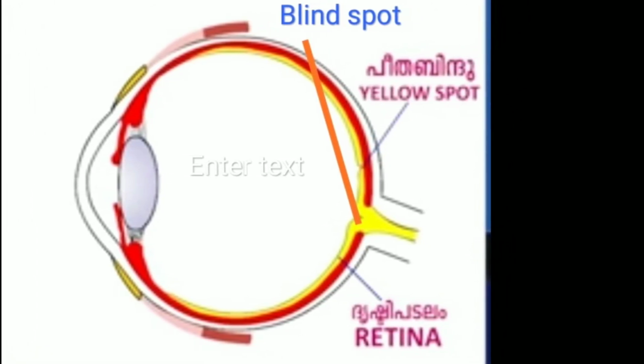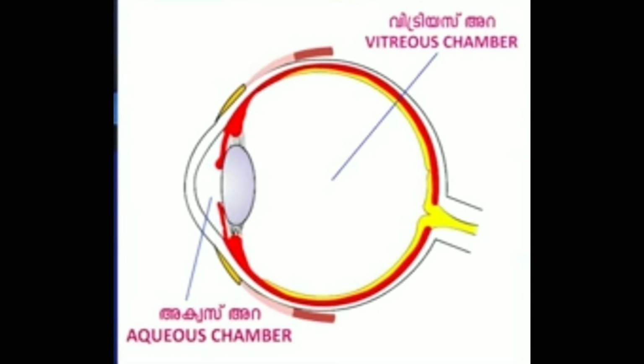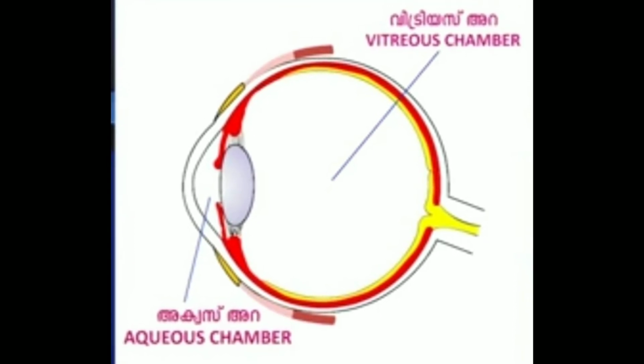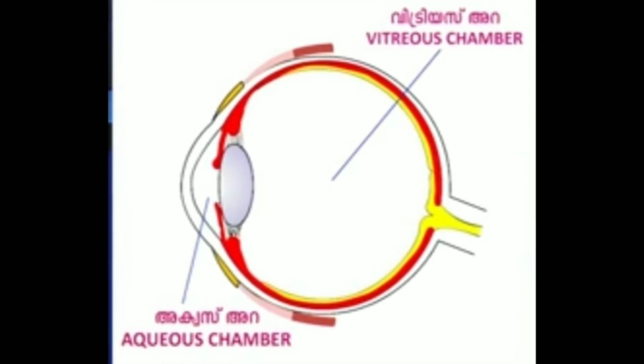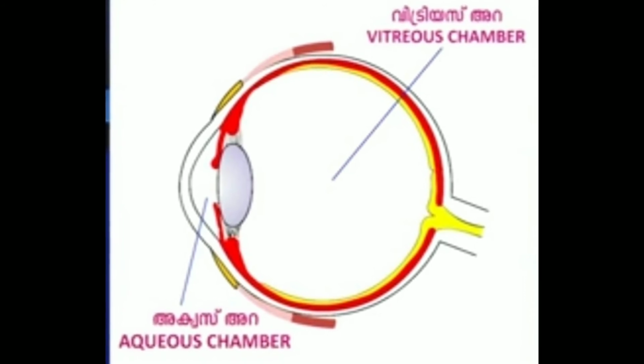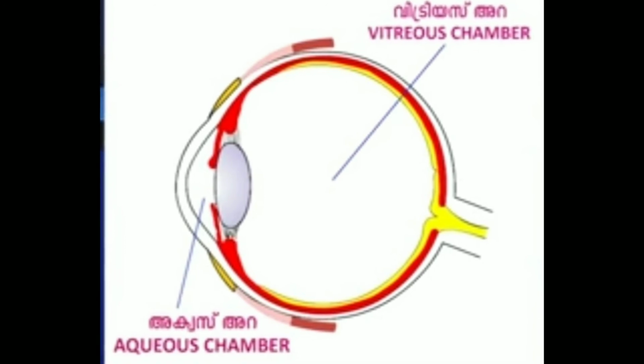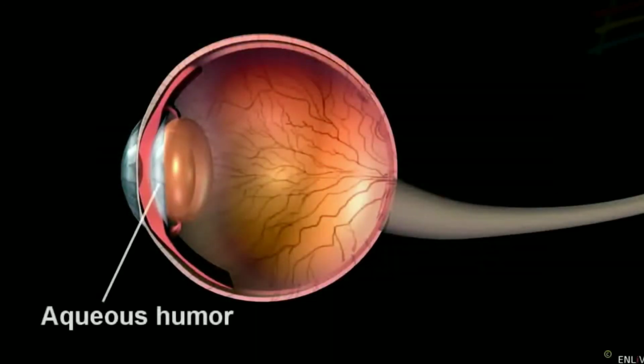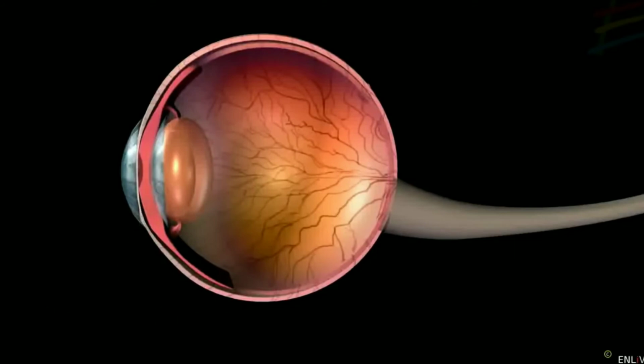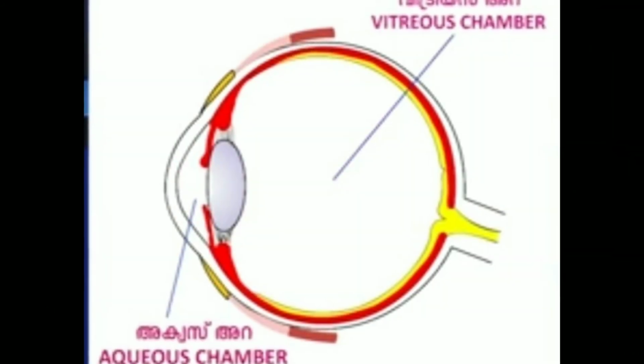There are two chambers in the eye. The chamber between the lens and cornea is called the aqueous chamber, and it is filled with a water-like fluid called aqueous humor. It is formed from blood and is reabsorbed into blood. It provides oxygen and nourishment to the tissues of the eye.